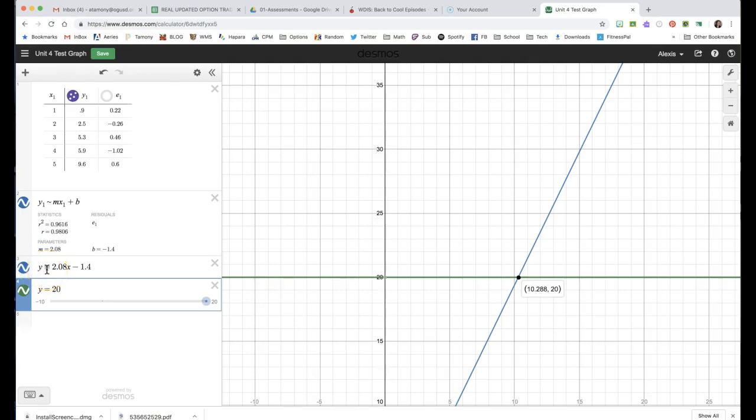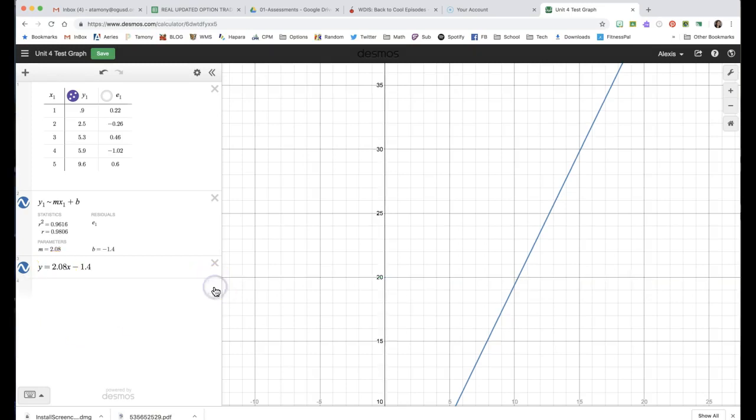Now, 4.06 asked us to find the equation of the upper bound and the equation of the lower bound. Okay, so right now this is our least squares regression line. So to find the equation of the upper bound, what we're going to do is find the residual that has the highest, the most positive value.